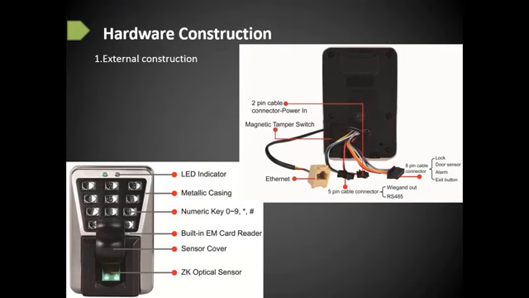The back side has a 2-pin cable to give you the 12 volt power, and the magnetic tamper switch, which is just like the tamper in other series devices like iClock, iFace, and VF multi-bell. The same meaning. And then Ethernet. Ethernet helps you use TCP/IP to connect to our software in the LAN.